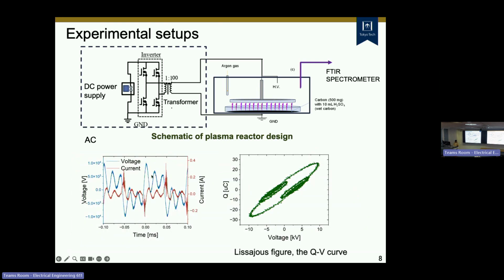And this is the voltage and current waveform, and this is the Lissajous figure used to calculate the energy consumption in this plasma reactor. And also the gas species will be measured by the FTIR spectrometer. Oh, and I forgot one thing: the feed gas of the plasma reactor is argon. Before the discharge, we use a vacuum pump to extract all the air in the container and use argon gas to fill up the container to make the gas almost pure argon.